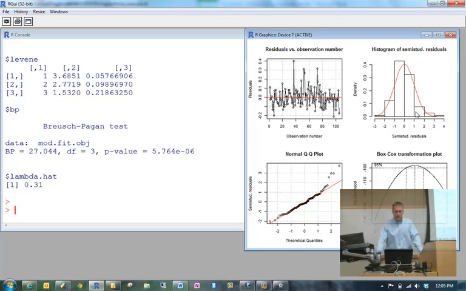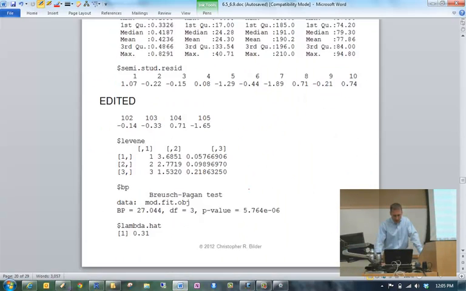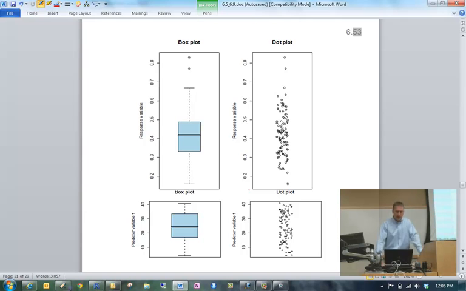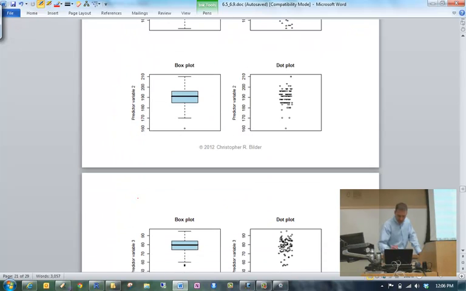Page 653. I'm actually going to go to Word to look at this so I can draw on them. On page 653, we have our initial plots that simply do box and dot plots of our variable values, just to make sure that we don't have anything unusual going on. So this is a plot for Y. Here's a plot for MPG. This is for height. And this is for free throw percentage.